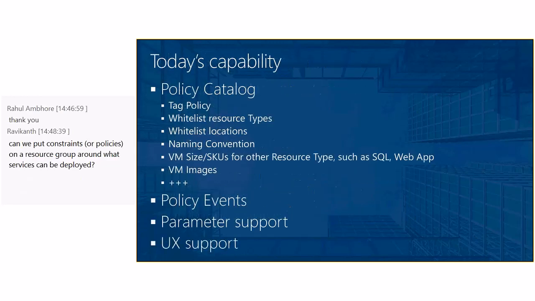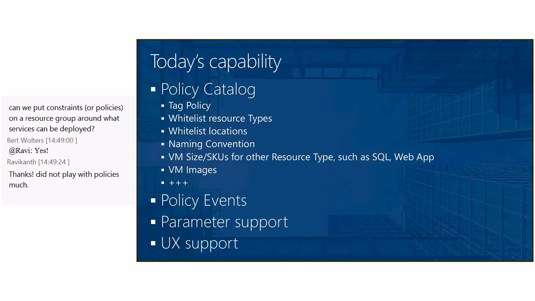And I want to talk a bit about the capabilities we have today, where we have now introduced a policy catalog with a bunch of built-in policies that you easily can consume at the preferred scope. We also have eventing for policies. We have support for parameters. So in case you need to create a new policy, you don't want to create multiple definitions to support different values, which was the case earlier. You can now have support for parameters, so you can reuse the same policy definition over and over again. And last but not least, we also now have UX support.